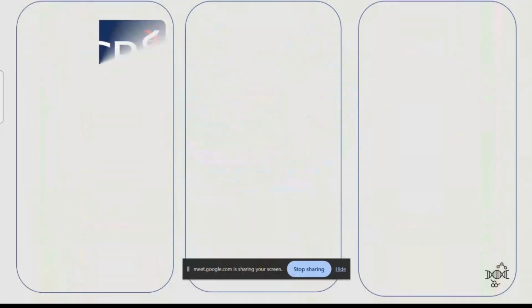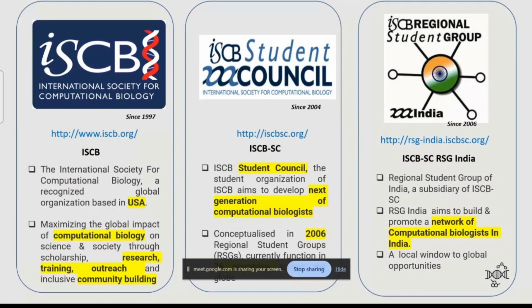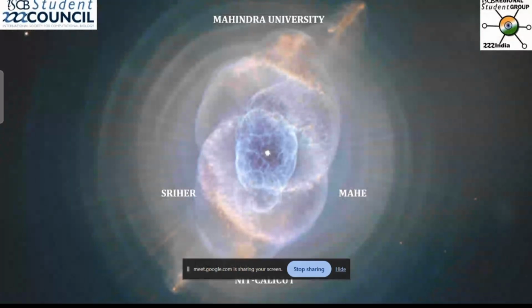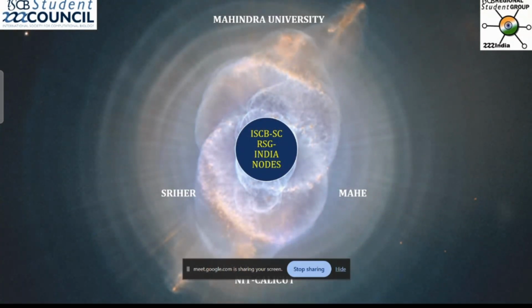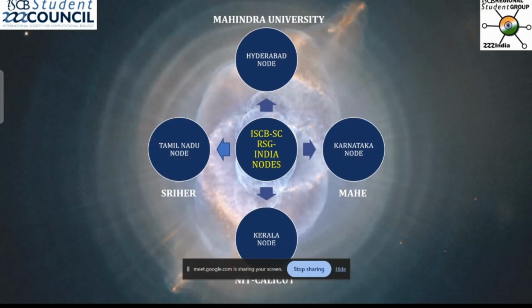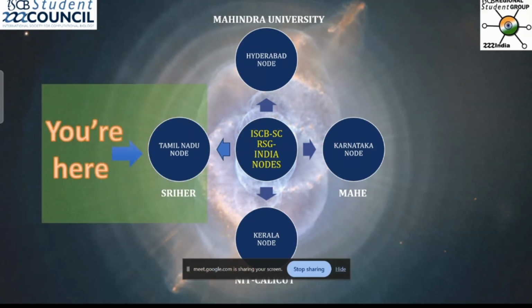RSG India connects and promotes a strong nationwide network of computational biologists. There are over 26 countries that are being hosted under the regional student group in ISCB-SC, India being one of them. With regards to RSG India, we proudly collaborate with premier institutions including Mahindra University, NIT Calicut, Mahe and Srihar, which is in Tamil Nadu, which is where we are from.